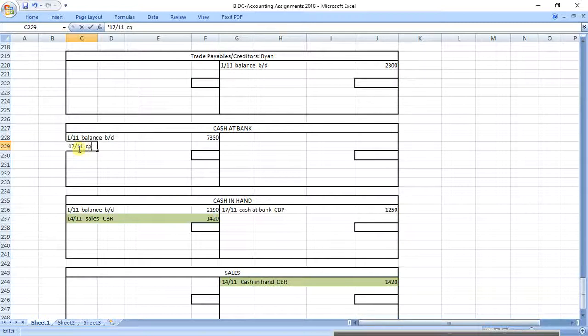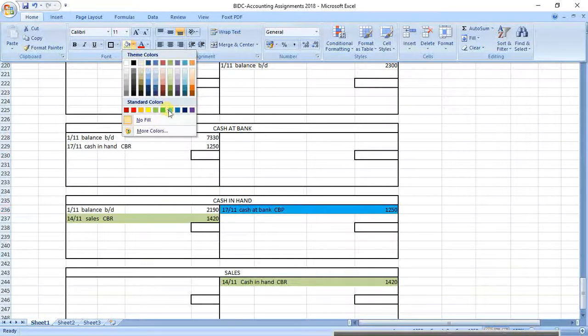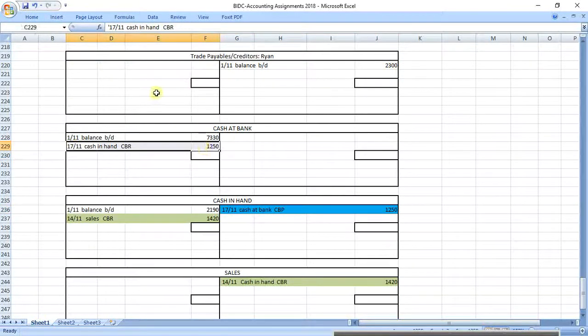You would have had cash in hand. So, cash book receipts, and the same amount. Those two go together. Money coming out there, money going in there.